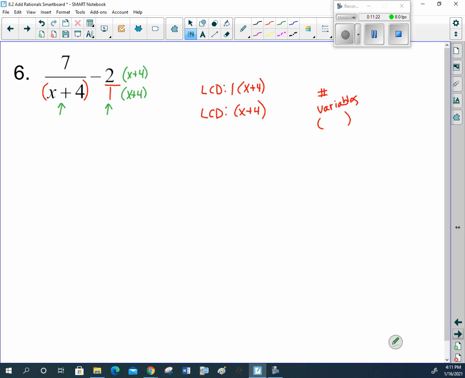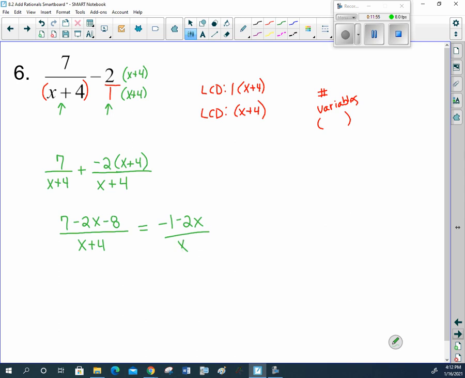So remember, whatever you do at the bottom, you have to do the top. So now I've got 7 over x plus 4 plus a negative 2 times the x plus 4 over x plus 4. Okay, distributive property, I'm going to have 7 minus 2x minus 8, and they're both over x plus 4. So combining my like terms, my final answer is negative 1, subtract 2x, over x plus 4.